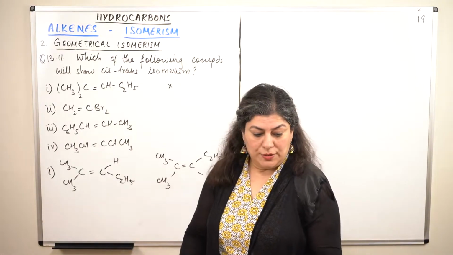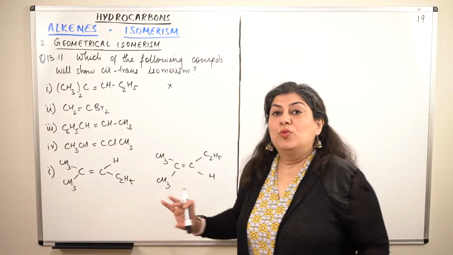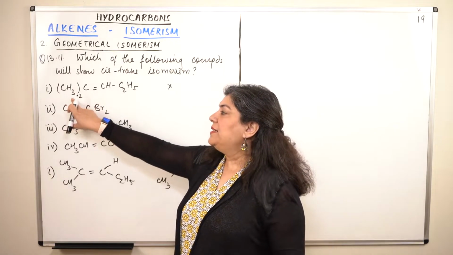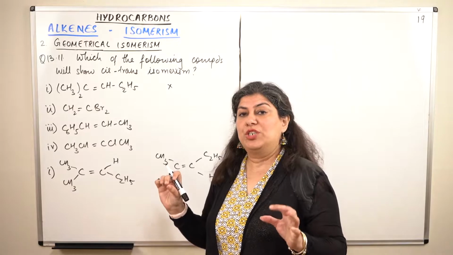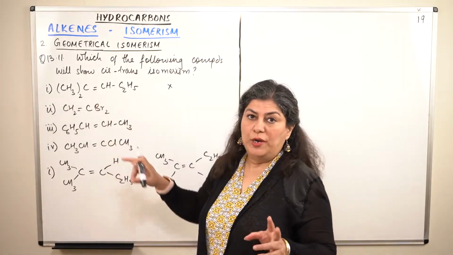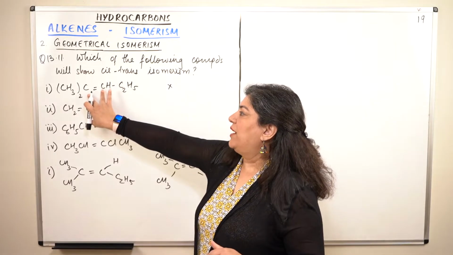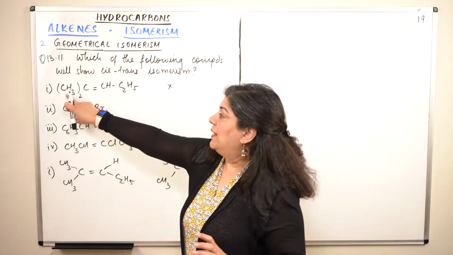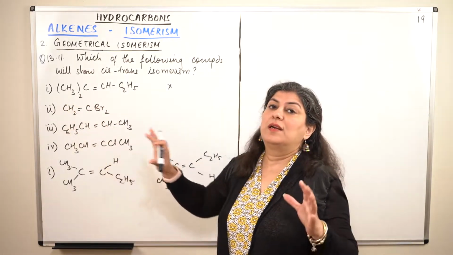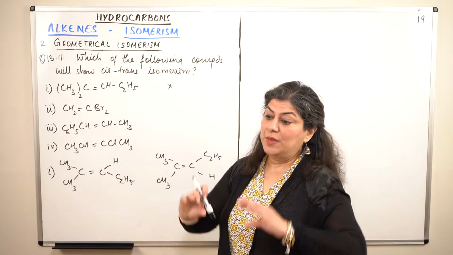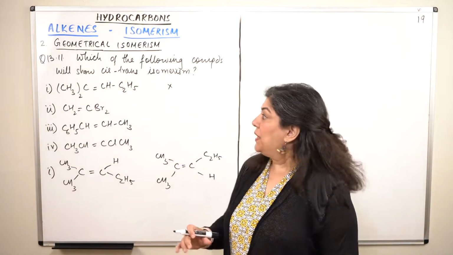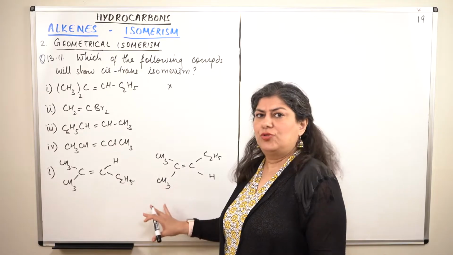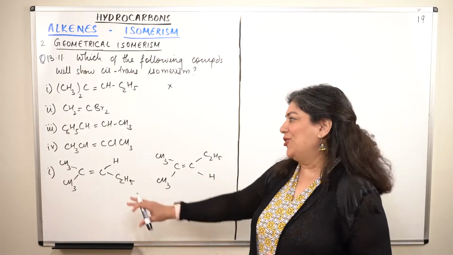So what was the shortcut? Sorry about that. The shortcut is that whenever one of the two carbons bound by a double bond has identical groups attached to it, like here you have two CH3 groups, that compound will not show cis-trans isomerism because switching does not help. So that's the shortcut that you would use. And just to confirm, you may draw the structures and make sure that you're right about it.